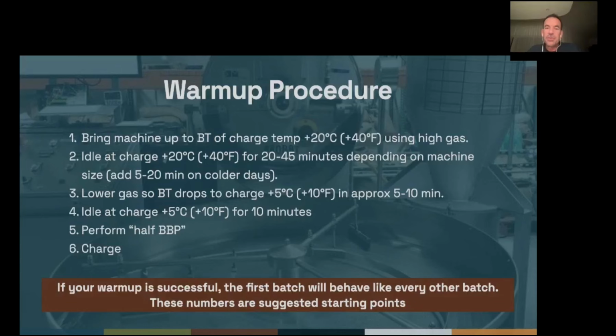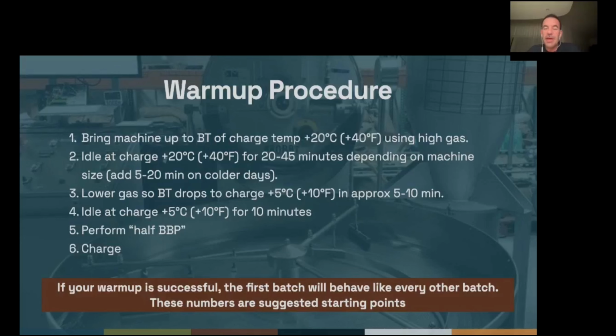So what I mean by this is, if you usually, let's say, charge and end batches at something like 200 to 205 Celsius, or about 400 to 410 Fahrenheit, you would want to have the empty machine running at a bean temperature reading a little bit above your charge and end temperatures for quite a while in order to get the machine hot enough.